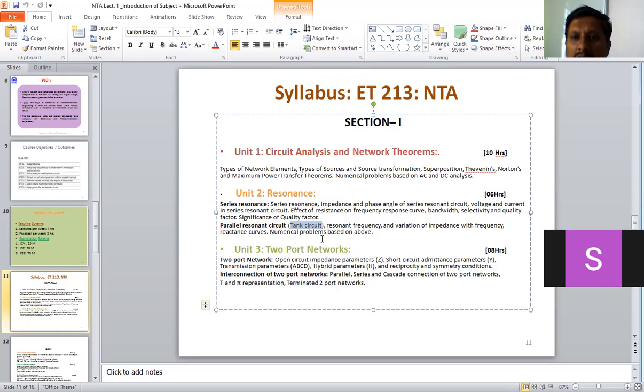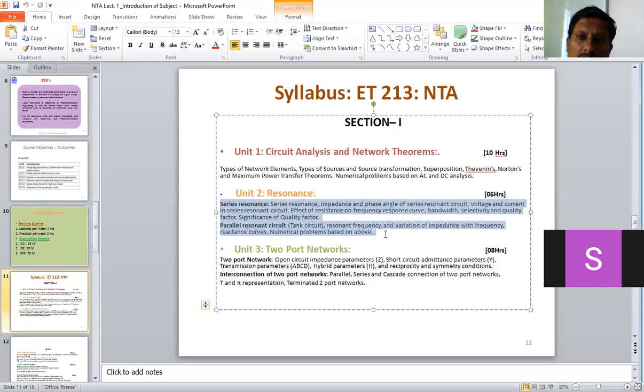The resonant frequency derivation will be there to derive the expression for it. Then variation of impedance with frequency we are going to discuss. After that, different reactance curves will be there, which show how the parallel resonance circuit will behave. And at the end, we have to solve numerical problems based on the parallel resonance circuit. So this will be the syllabus of unit number 2, that is resonance.